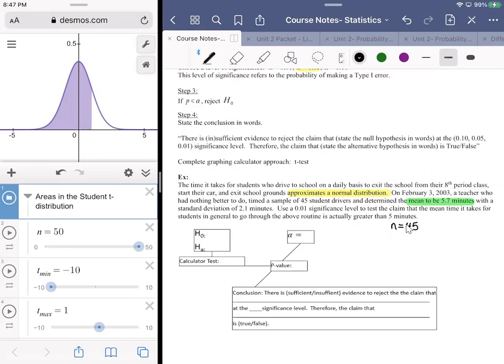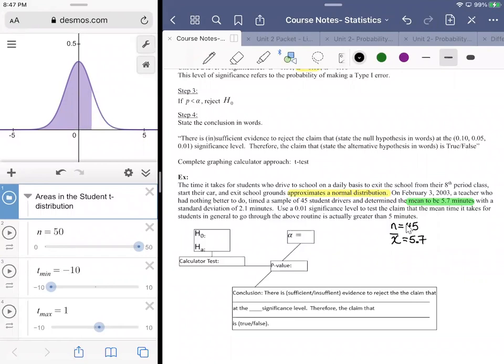All right, so that teacher must have had a keen eye at the time and a really awesome lawn chair in order to really be in a prime spot to see the students leave their class and make their way to their cars and then get off the grounds. But anyway, it's the mean of that sample, so that makes it a sample mean. So x bar is equal to 5.7.